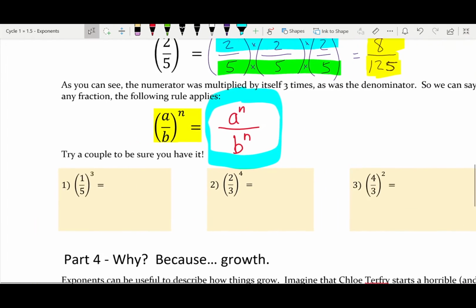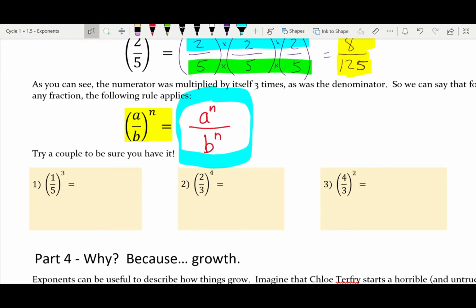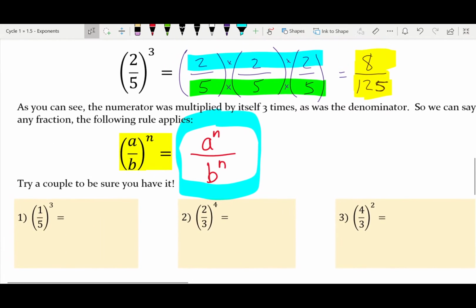All right. So try a couple on your own, and I'm going to see how you guys are doing. I'll come around and see how you guys are doing. So try these 3 that you have on the paper in front of you.